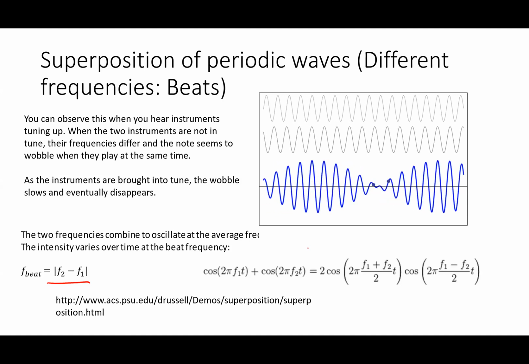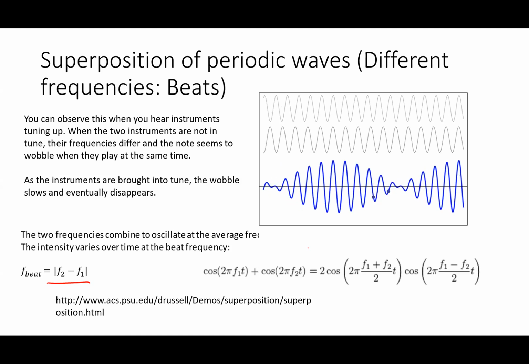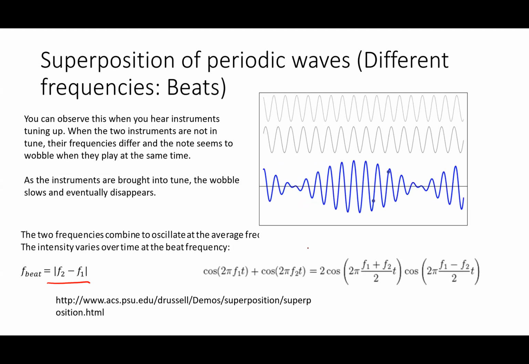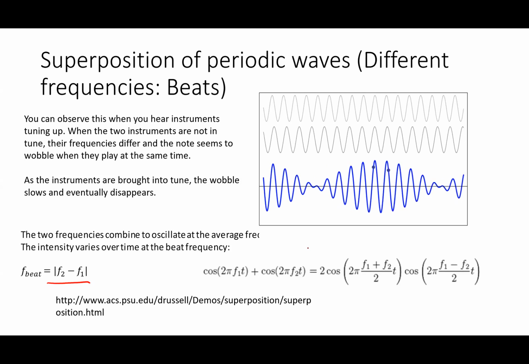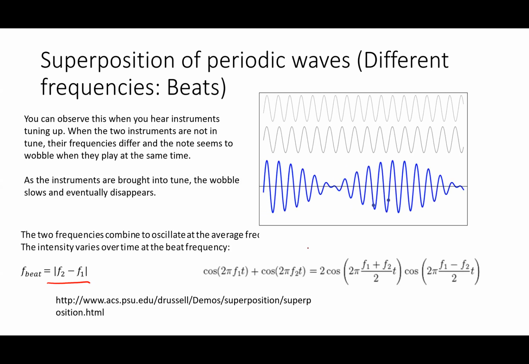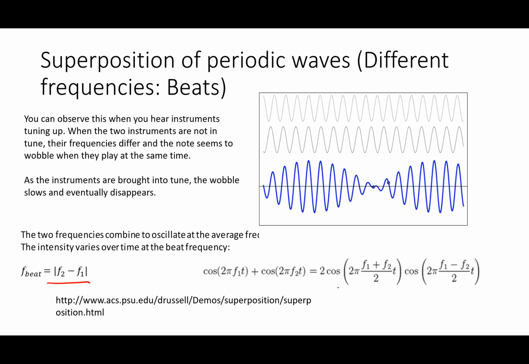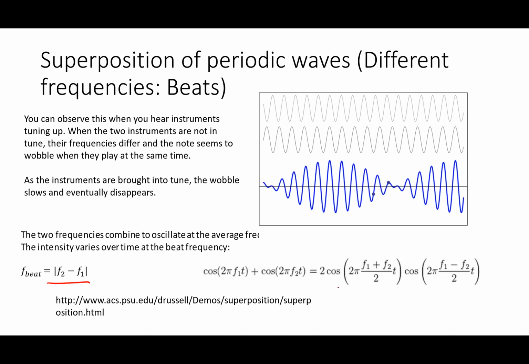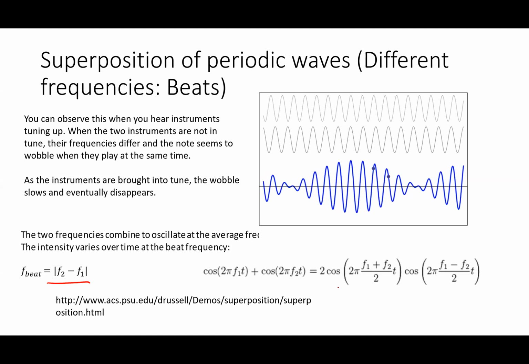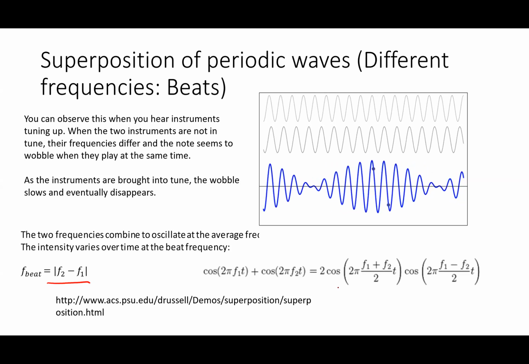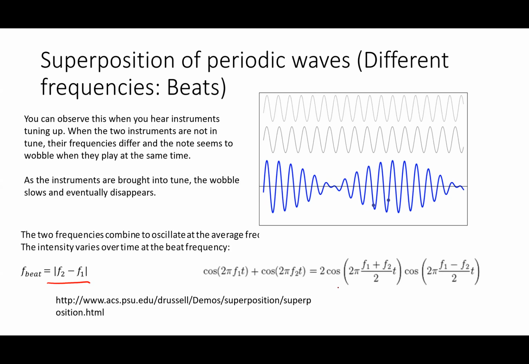So when the wobble slows down and goes away, I've tuned my two instruments right. If the wobble is speeding up, I'm getting further and further apart in terms of frequency. So this is kind of cool. You could model this out in terms of just literally multiplying out the two waves as a function of time, but there's not much else in it other than figuring out the beat frequency, so we're not going to do a ton of problems related to this phenomenon.